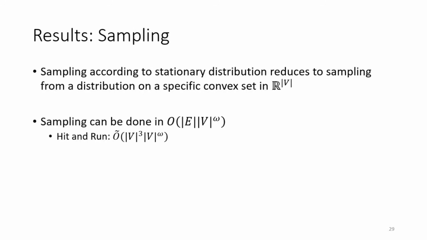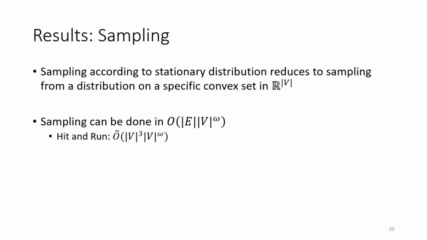Next, we show that sampling according to the stationary distribution of our Markov chain reduces to sampling from a distribution on a particular convex set in real space. And sampling from a distribution on a convex set is a well-studied problem, and there are many generic methods, such as, say, hit and run.